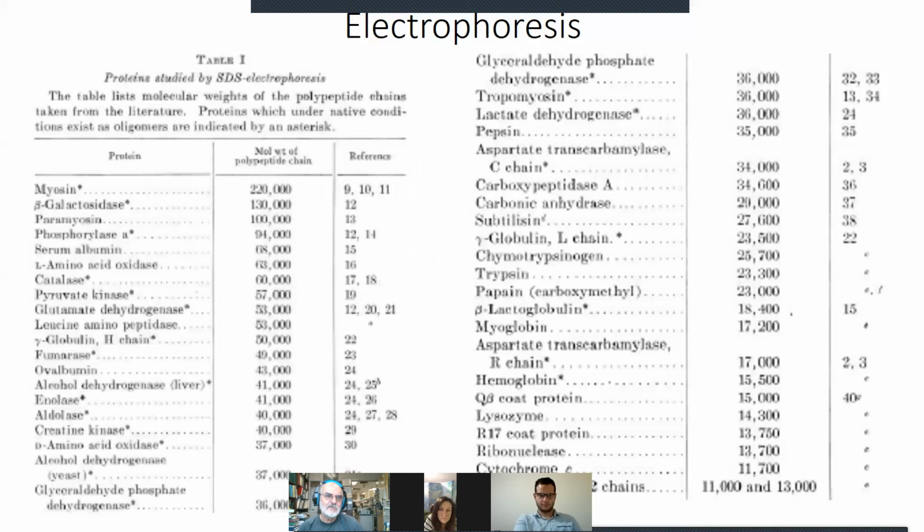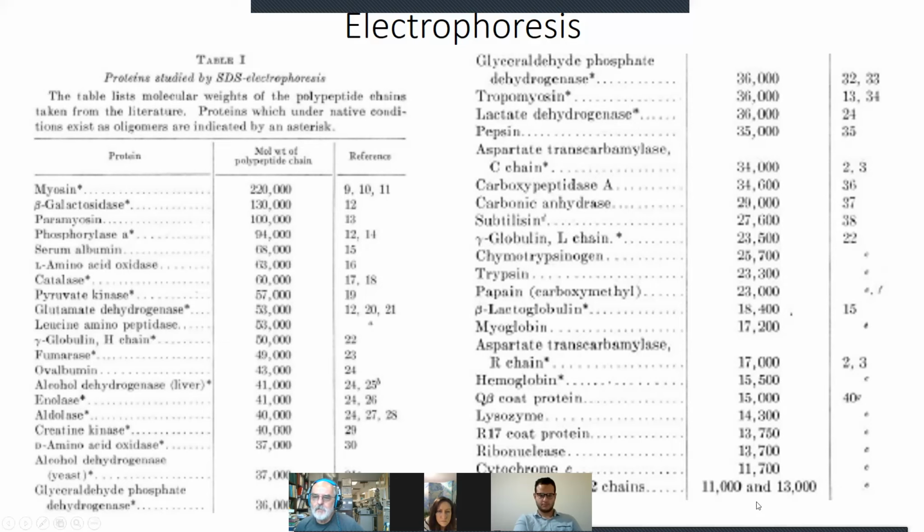So this is a list of all of the proteins that they ran. This is supposedly 40 proteins. Molecular weights going from myosin at 220,000 to chymotrypsin at 11,000 or 13,000, because there are 2 chains in chymotrypsin.